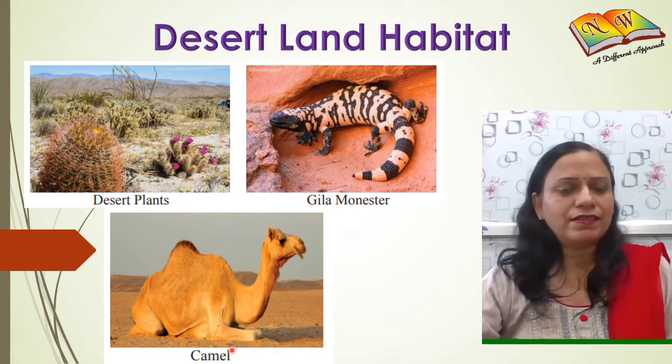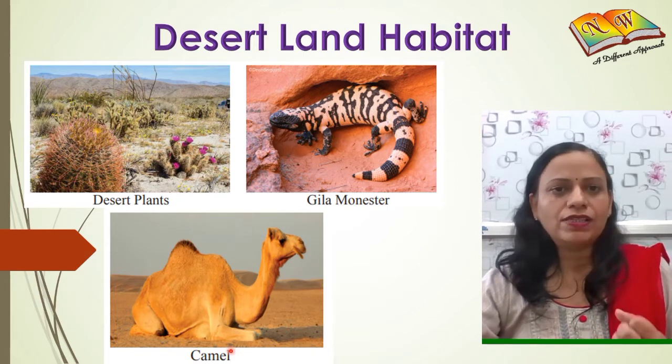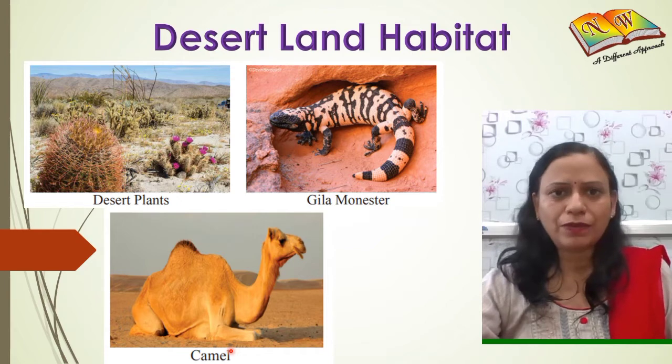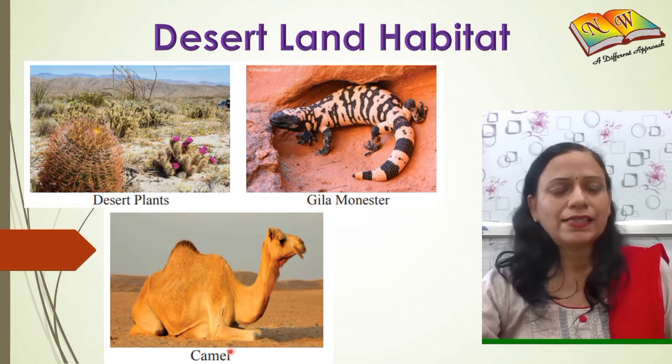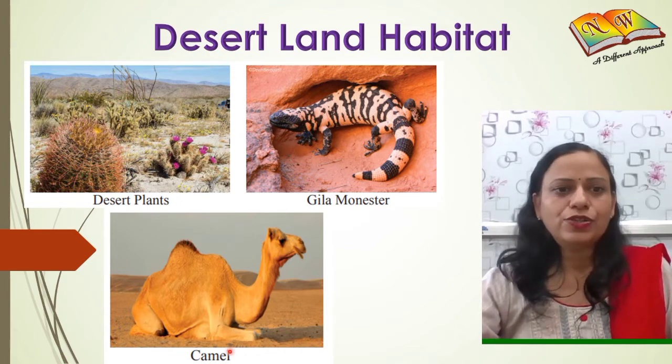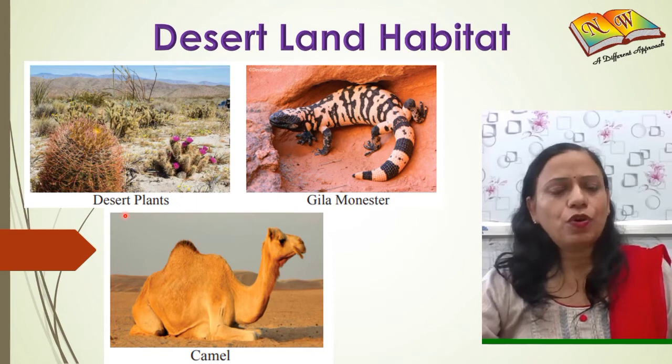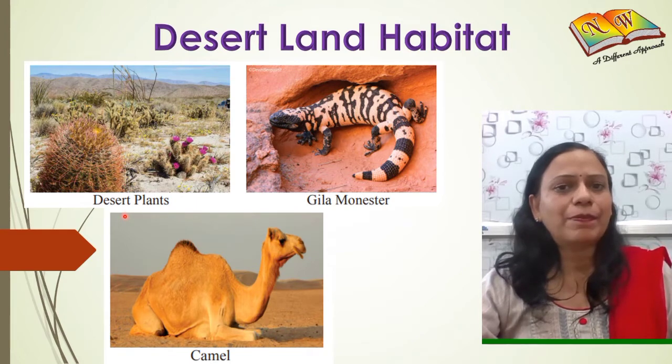And for that reason, their roots penetrate deep into the soil, their leaves are reduced to spines, and their stems are succulent. Succulent means they are green in color because they are the ones who will be preparing the food by the process of photosynthesis, plus they store water in them. So these are some adaptations you will find in the desert plants. You all must have seen a cactus, and that is a perfect example for a desert plant.